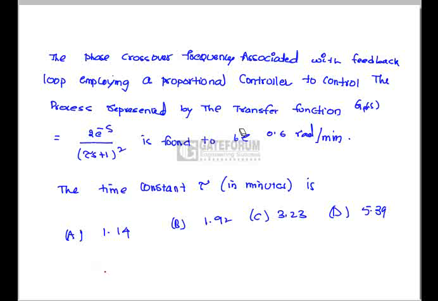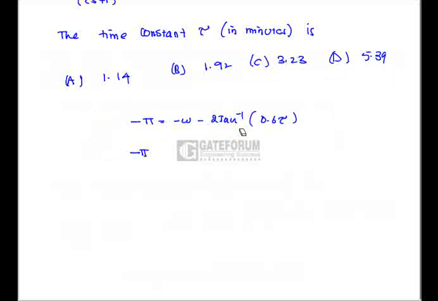The phase crossover frequency is nothing but the frequency where the phase function of a given network attains pi radian, that is minus 180 degrees, that is minus pi, equals the phase function, which is minus omega minus 2 tan inverse of 0.6 tau. Everything is given in radians, so it's not a problem. While calculating in the calculator, please keep it in radians mode. Here minus pi equals minus 0.6 minus 2 tan inverse 0.6 tau. If we solve this equation, we will get tau as 5.39 seconds, which is option D.